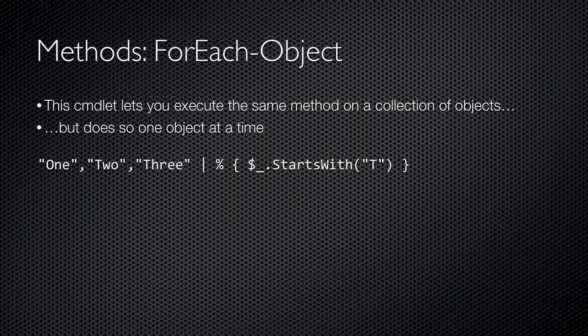The ForEach-Object cmdlet allows you to take a collection of objects and then execute a method of those objects, one at a time, for each object in the collection. In other words, you might have a collection of WMI disk objects where you execute their Defrag method one at a time. In this example, I've created an array of string objects and piped them to ForEach-Object, or rather its alias, the percent sign. I'm executing the string object's StartsWith method, one at a time for each of the three string objects I piped in.